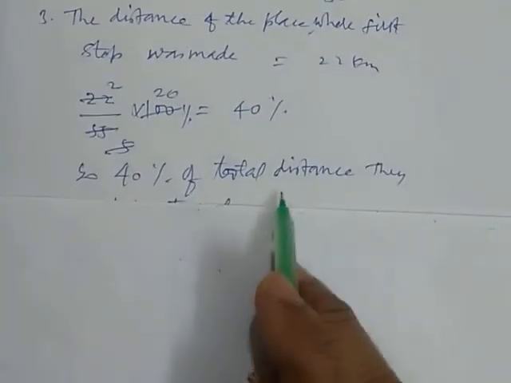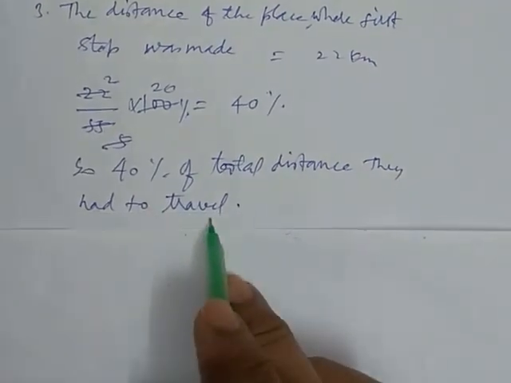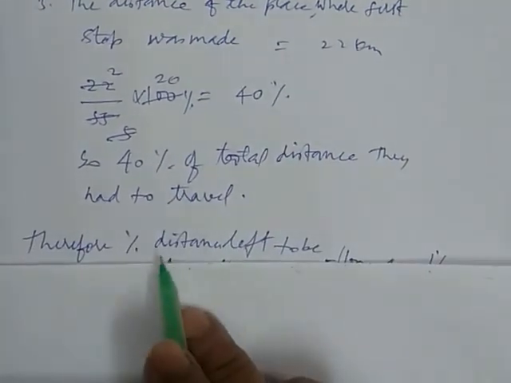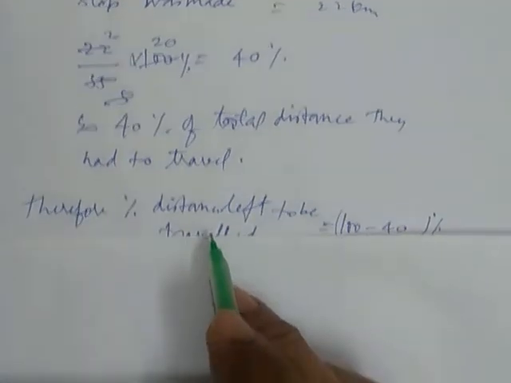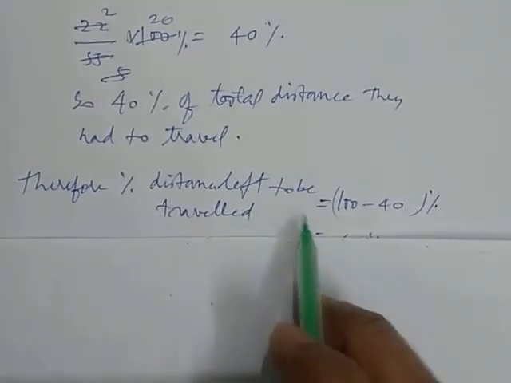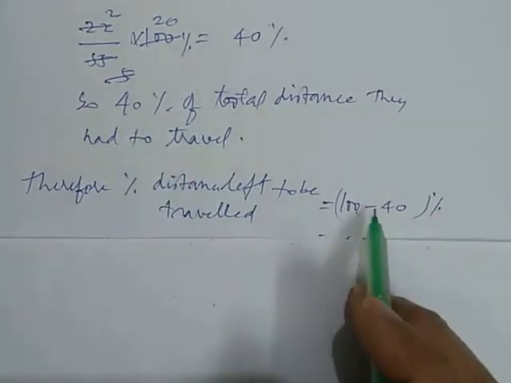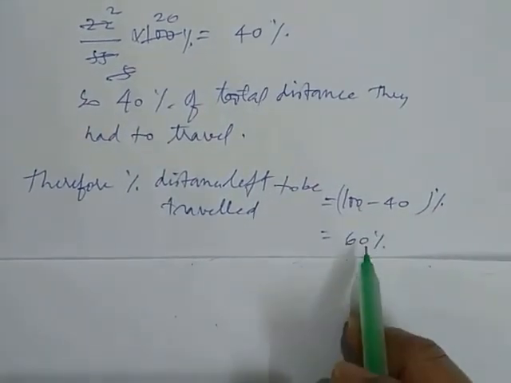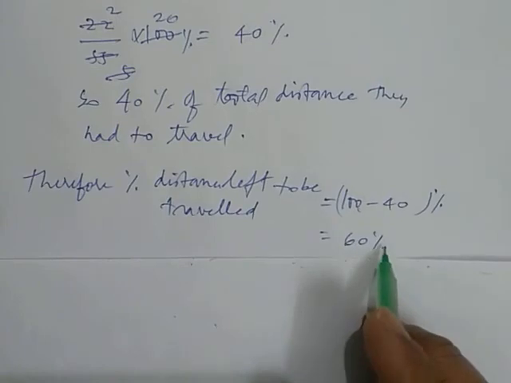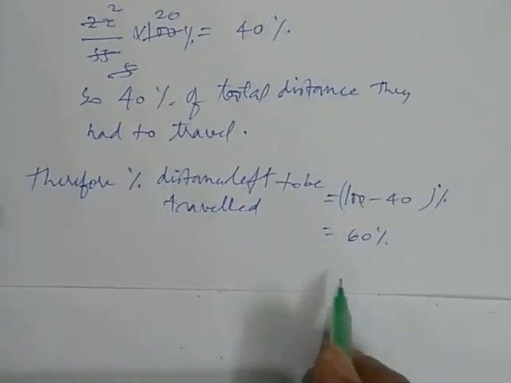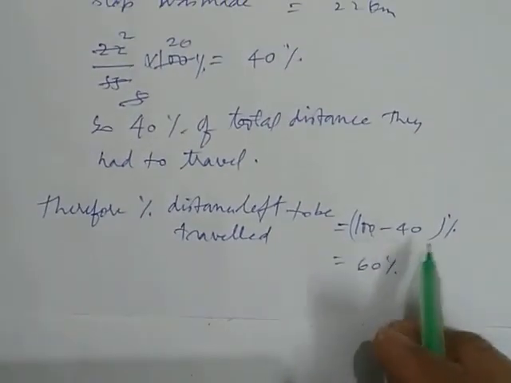So they had to travel 40% of the total distance. Now, the percentage of distance left to be traveled: if we subtract this 40 from 100 we get 60%. So the distance left to be traveled is 60%. This is how we solve our problems.